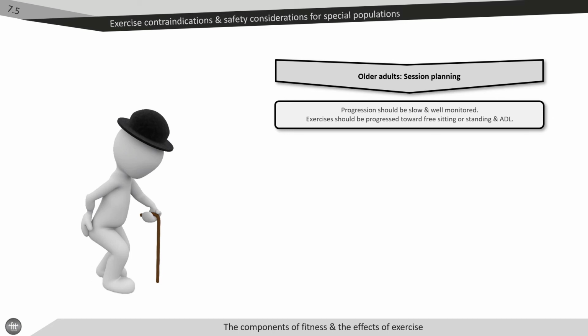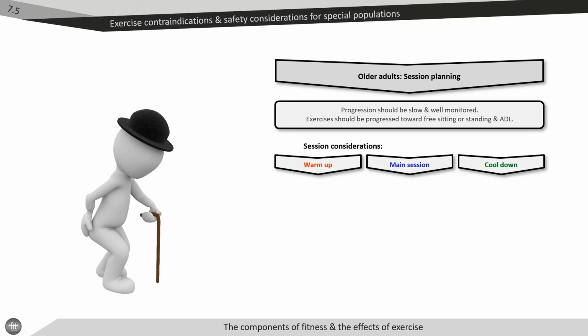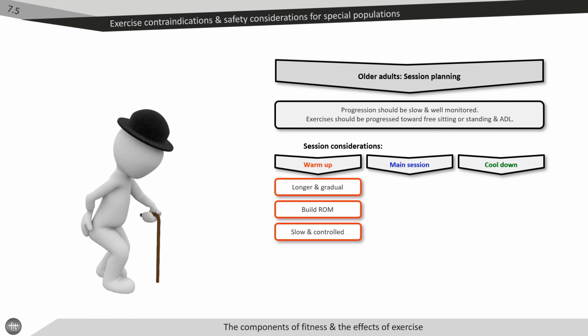Session planning for older adults, including the warm-up, main component, and cool-down elements, includes the warm-up being longer and more gradual, around 15 minutes in length, and building upon the range of motion, mobility and exercises gradually. Slow controlled movements with a focus on correct posture, alignment, and technique where posture allows should be encouraged above all else. The main component of the session should consist of both cardiovascular and resistance training, both at a lower working intensity and volume than the general population.